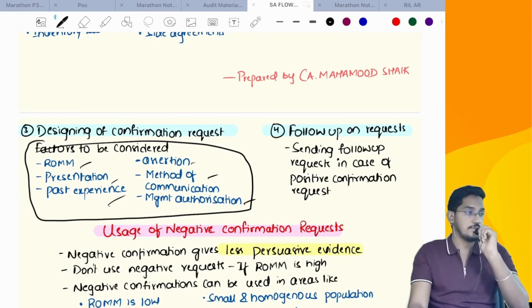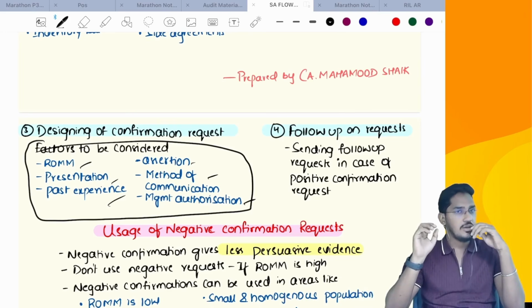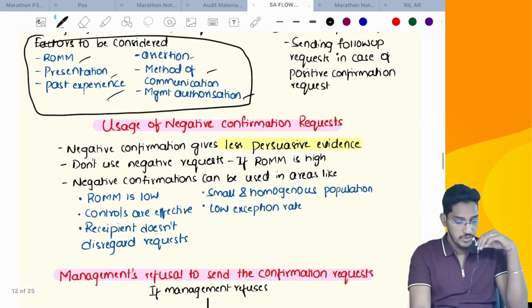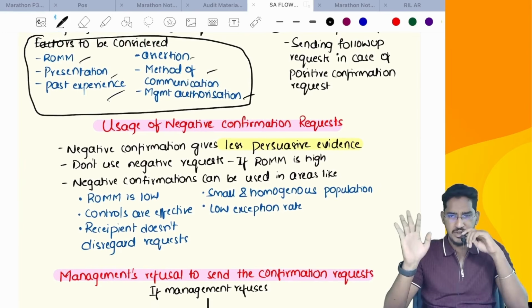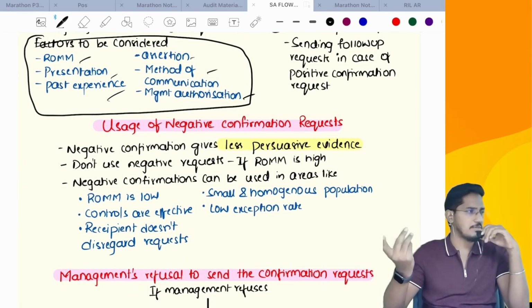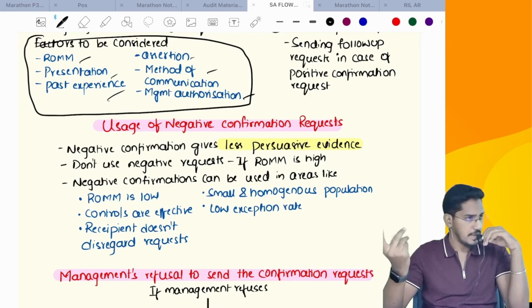What are the circumstances? Risk is very high. Sorry, risk is very low. The items are very small, minimal balances, and also homogeneous, small and homogeneous populations, they say. And few more things, low exception rate. In that area, you don't expect any kind of differences. Generally, they will be matching only. For example, if you take bank balances, there is very little chance of exception because mostly they will match.